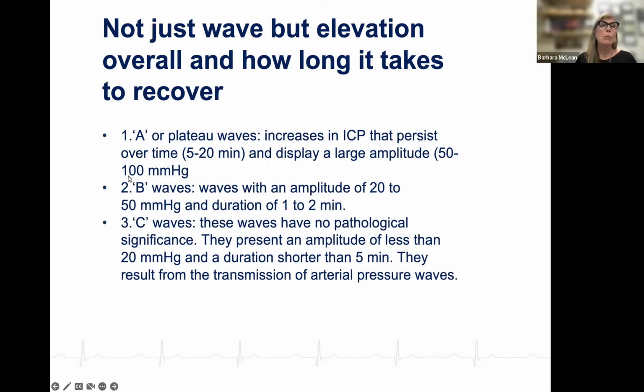Okay. The second one is called the B waves. B waves means you have elevated ICP, sustained, typically for a duration of 1 to 2 minutes, of 20 to 50. Now, remember what I said to you, like you go in and suction a patient, their ICP is going to go up, but you expect that to come back down in about 20 seconds. With B waves, ICP is up and stays up for greater than a minute. It's greater than 20 for greater than a minute.